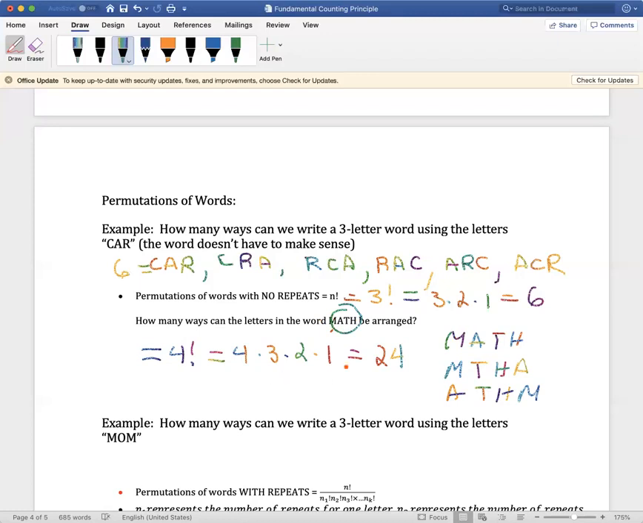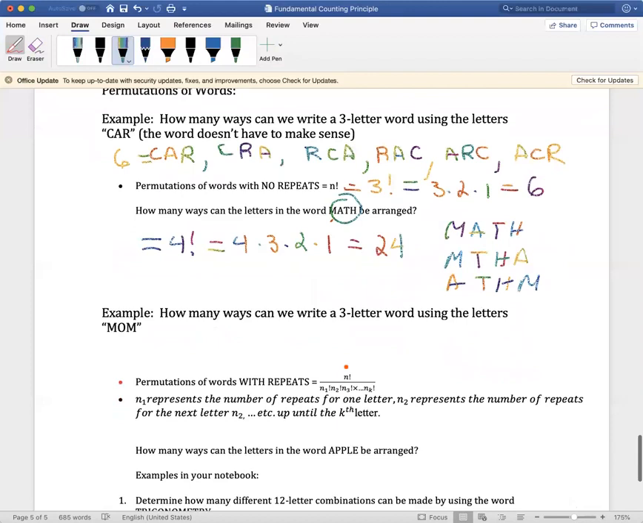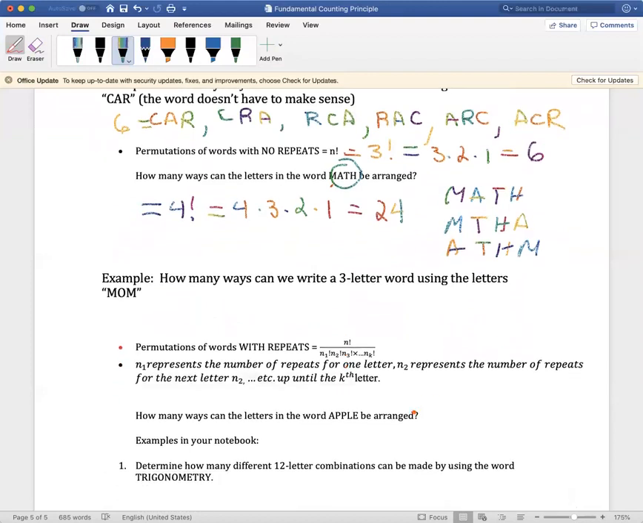Well, let's take a look here and see what happens if we do have repeats. Let's take a look at this example. How many ways can we write the 3-letter word using the letters mom? Now, mom, notice here that we do have some repeats, right? So, excuse me, all of these letters are not unique. We have M, O, and then we're repeating them again. So let's list these and see if we can come up with them and then come up with a formula that would make sense that goes hand in hand with it.